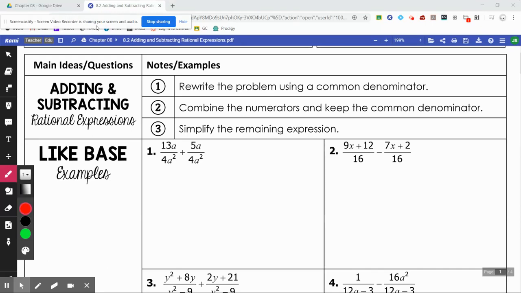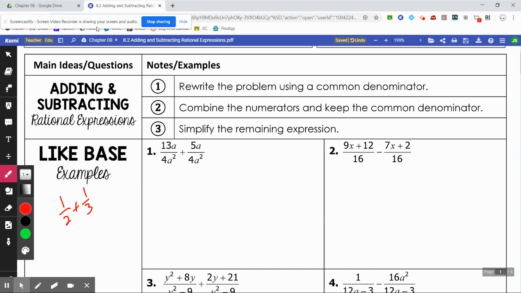In this video, we're going to add and subtract rational expressions, and we're going to do it with like bases and unlike bases. So let's start out. Here's your rules. Step number one, we're going to rewrite the problems with common denominators, just like 1/2 plus 1/3. We know that we cannot add two fractions unless the bottoms are the same. So we're going to find our common denominators.